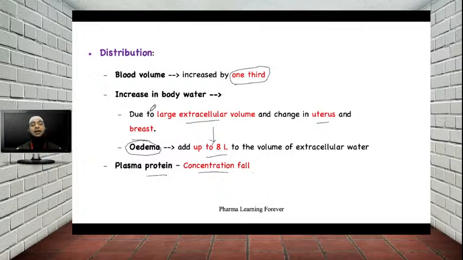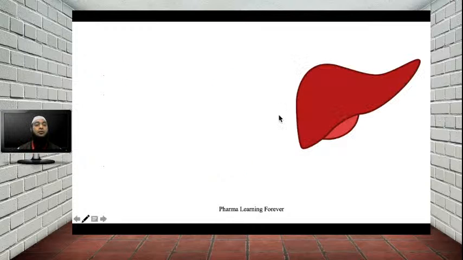So to summarize, in case of distribution, the water quantity is increased in the body. Some pregnant women may suffer from edema. Generally up to 8 liters of water gets added into the entire body system, and the overall result is an increase in the volume of distribution of water soluble drugs. Likewise, since plasma protein concentration falls, there is an increase in the free concentration of those drugs which are supposed to bind to the plasma protein, or drugs which have high plasma protein binding. So this is the impact on the distribution.